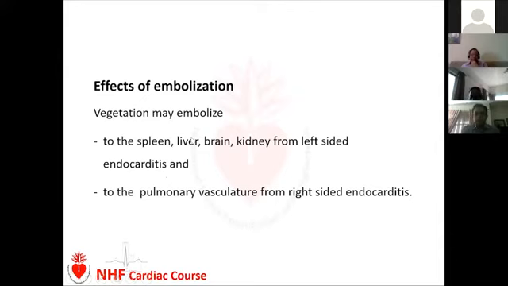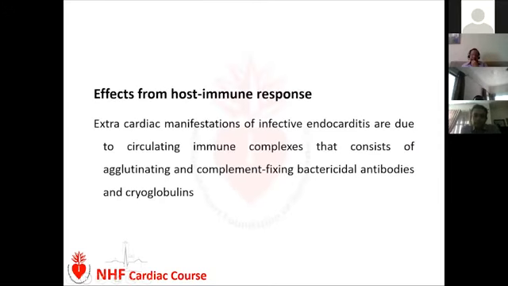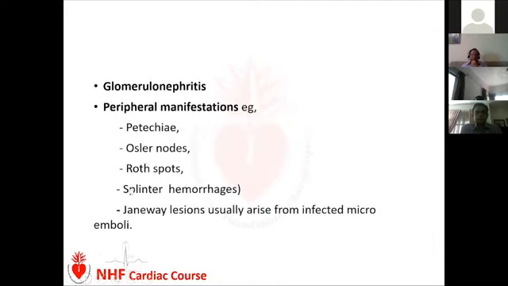Embolization: vegetation can embolize to the spleen, liver, brain, and kidney from the left side, and from the right side, it can go to the pulmonary vasculature, causing pulmonary embolism. Effects from the host immune response are mainly responsible for extracardiac manifestations of infective endocarditis that result from circulating immune complex formation. This immune complex is deposited at different parts of the body and can result in glomerulonephritis and peripheral manifestations like Osler's node, Roth spot, splinter hemorrhages, and Janeway lesion. Janeway lesion usually arises from infected microemboli, not immune complex mediated vasculitis.